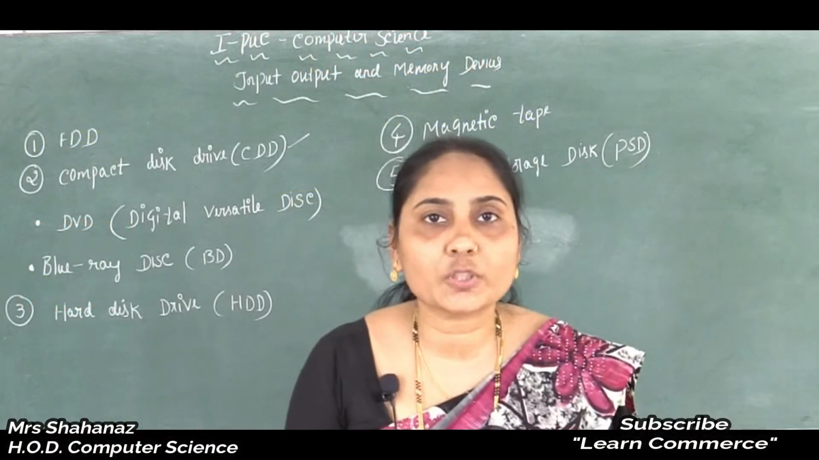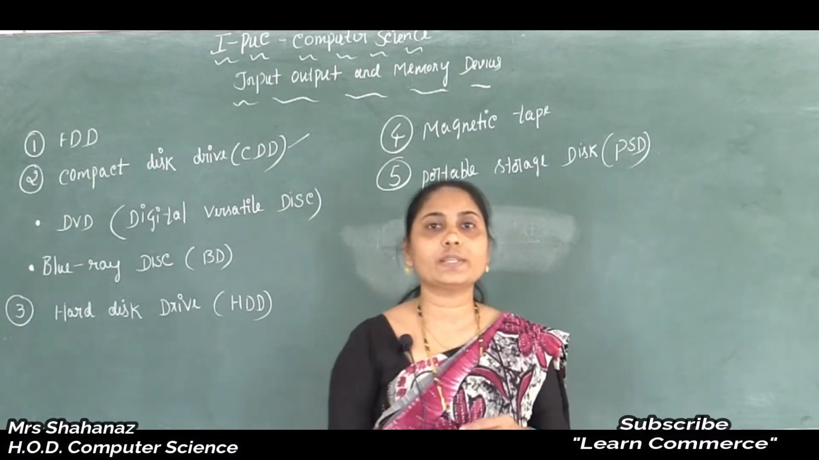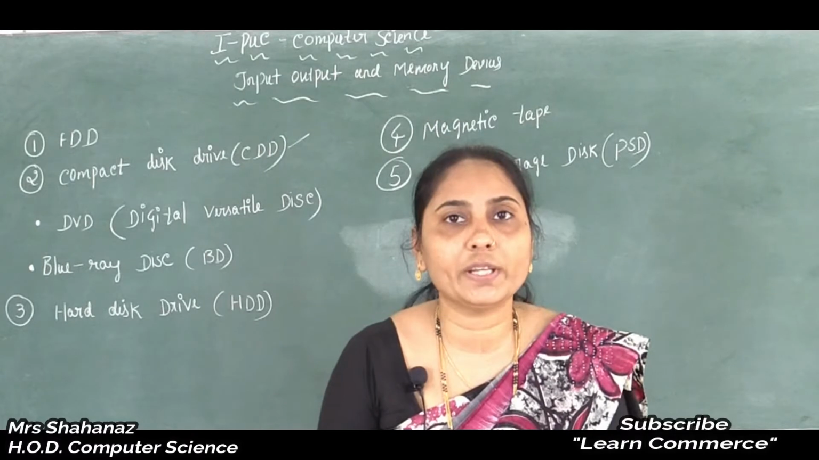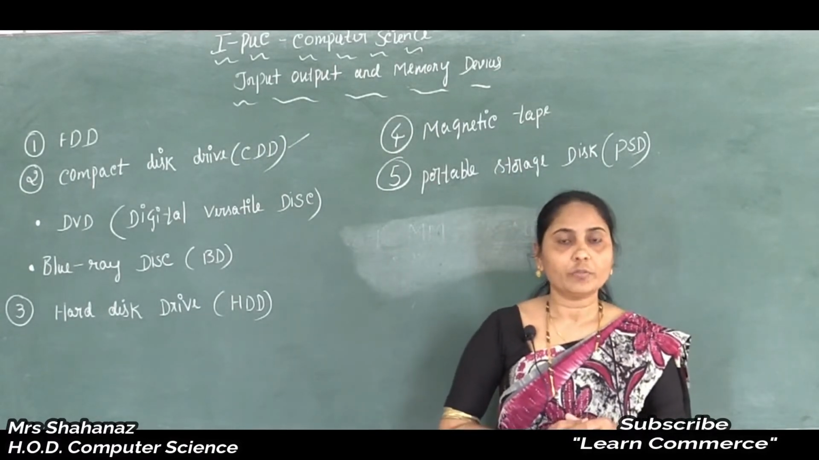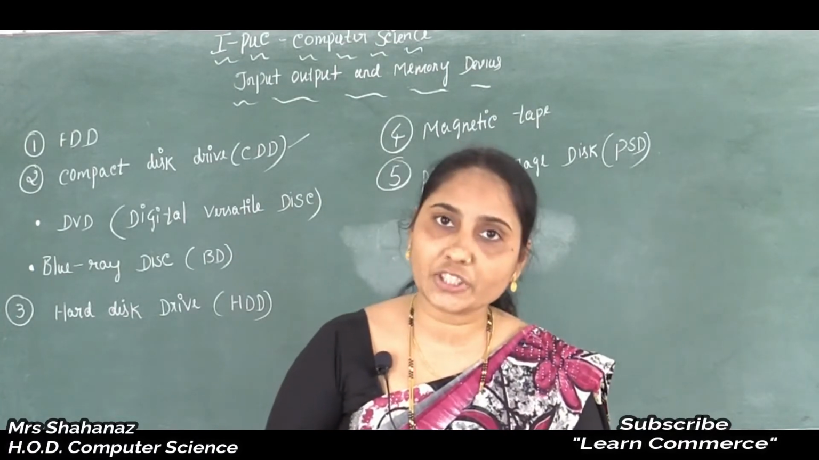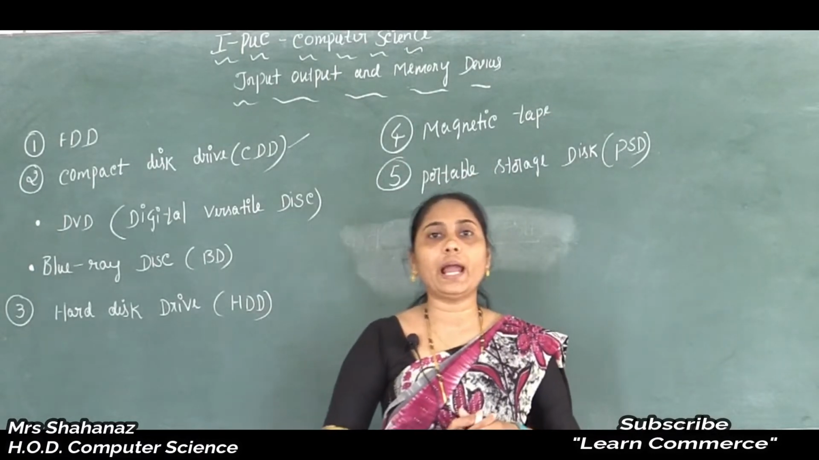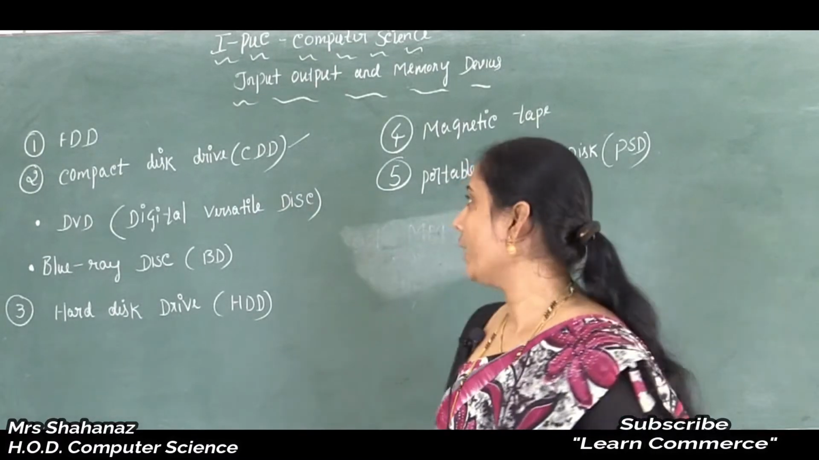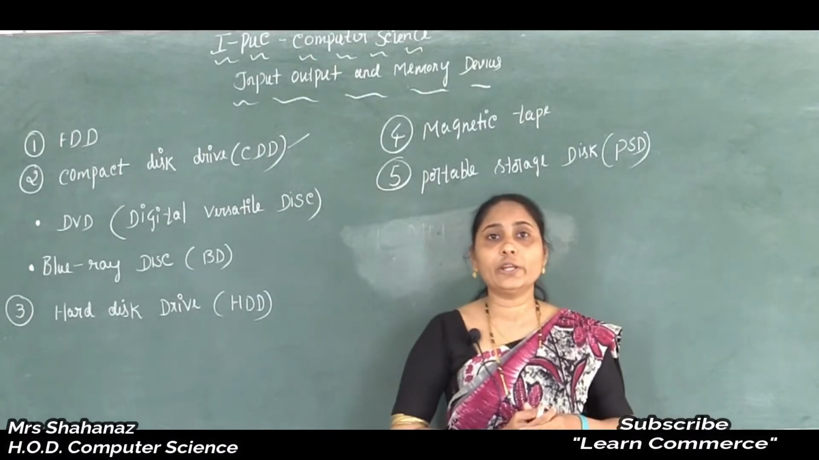Welcome to our first PU Computer Science online classes. In the last class we studied some important concepts: the floppy disk drive and the secondary storage devices. We know the full form of FDD is floppy disk drive. It is a device used to read and record data on this type of disk. Correct, no? Okay. Now in today's class we are going to start a new concept.